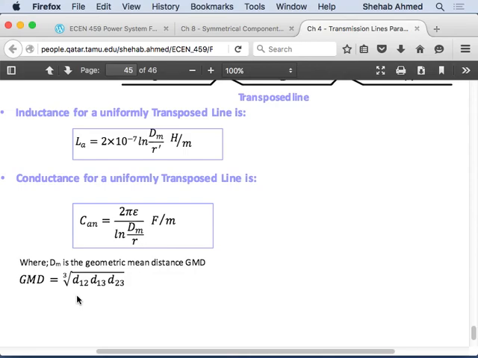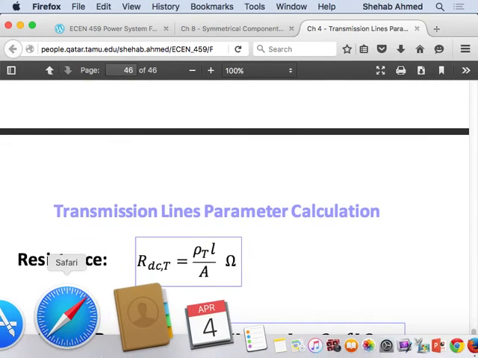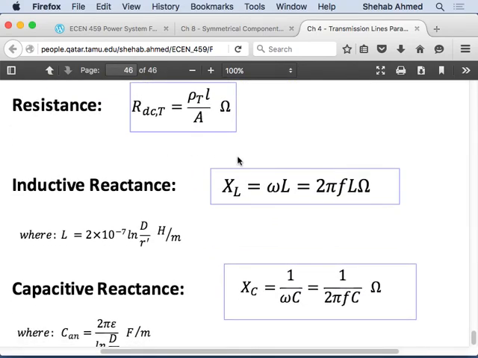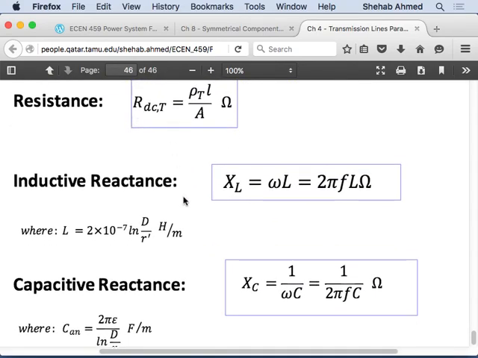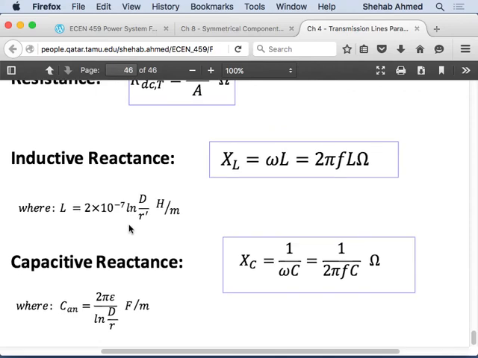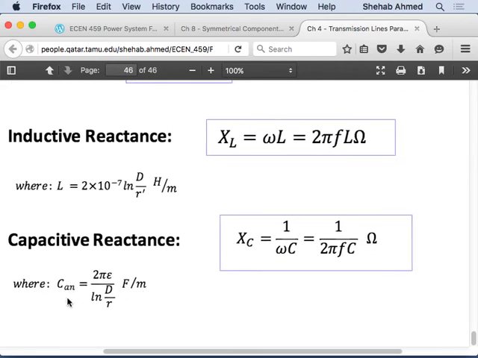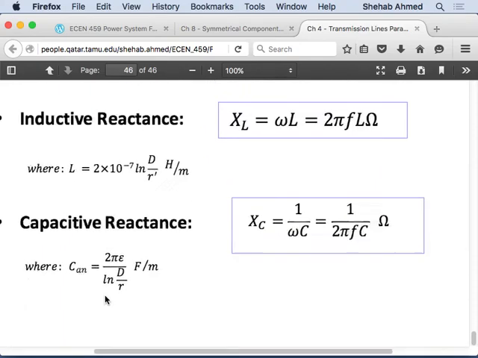Right? So this is the summary of this chapter. We calculated the resistance, we calculated inductance, and we calculated the phase to neutral capacitance of one of the phases, right? So this chapter is over. I will give you some homework.